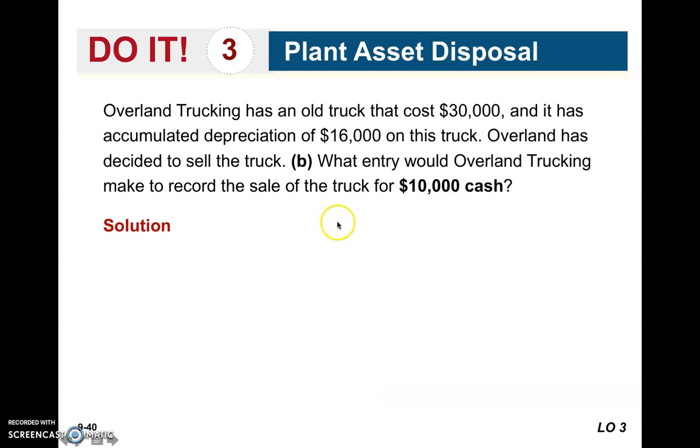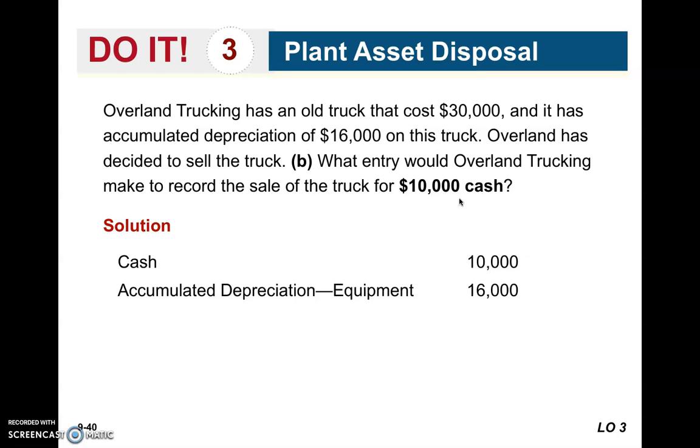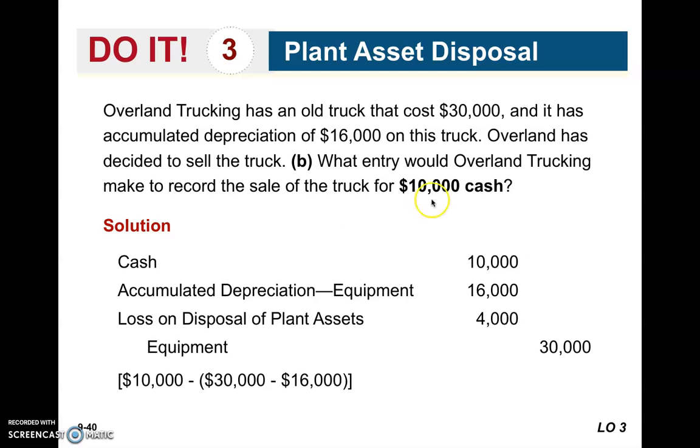Now, what if in scenario number 2, they're changing the facts regarding the cash that we receive? So still, we're going to debit cash for $10,000. We're going to debit accumulated depreciation for $6,000 to get rid of it. However, we're going to have a loss. Why? Because remember, the book value is cost minus accumulated depreciation, so $14,000, but we receive only $10,000 cash. So the 14 and 10, the difference is we lost $4,000, and that $4,000 becomes loss on disposal of plant assets. And now we're going to credit the cost of the asset, $30,000.